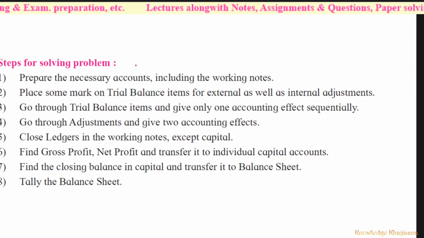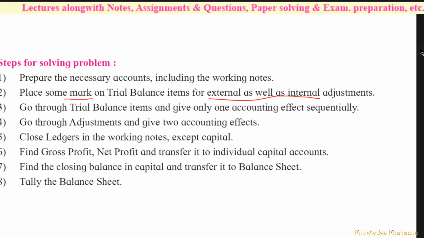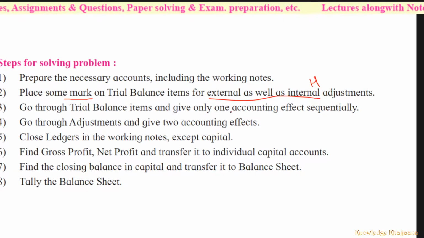Which are the steps for solving the problem? Prepare the necessary accounts, including working notes. Place some mark on trial balance items for external as well as internal adjustments. Internal adjustments means the hidden adjustments, and external adjustments means the adjustments which are given below the problem. Go through the trial balance items and give one recording effect sequentially, so that you should not forget or miss it.